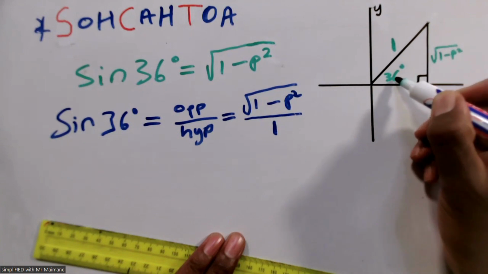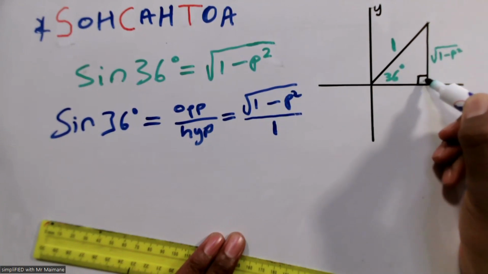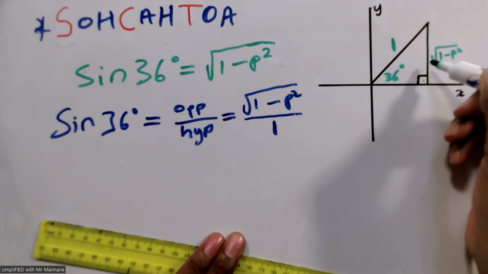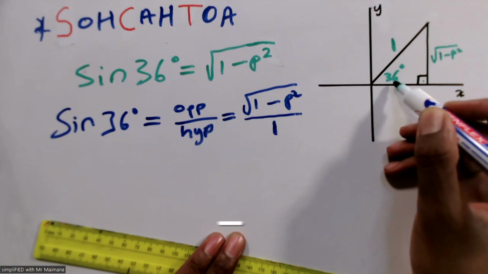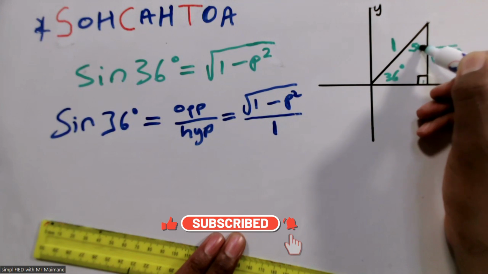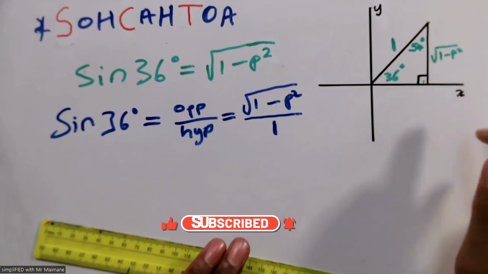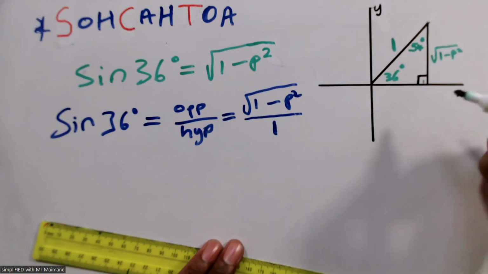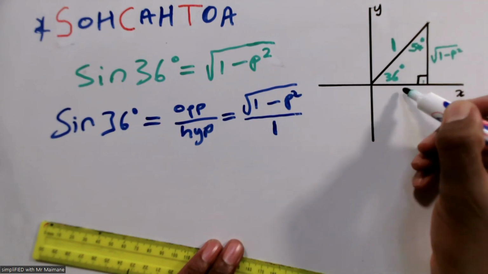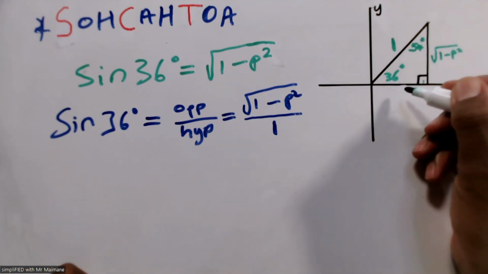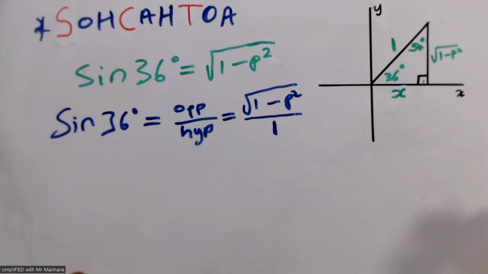So sine 36 degrees, and this is 90 degrees. We can also determine this angle if we wanted to, because the total angles of a triangle should be 180. If this is 36 degrees and this is 90 degrees, this is going to be 54 degrees. So this is 54 degrees, this is 36 degrees. But using Pythagoras' theorem, we can also determine this side.